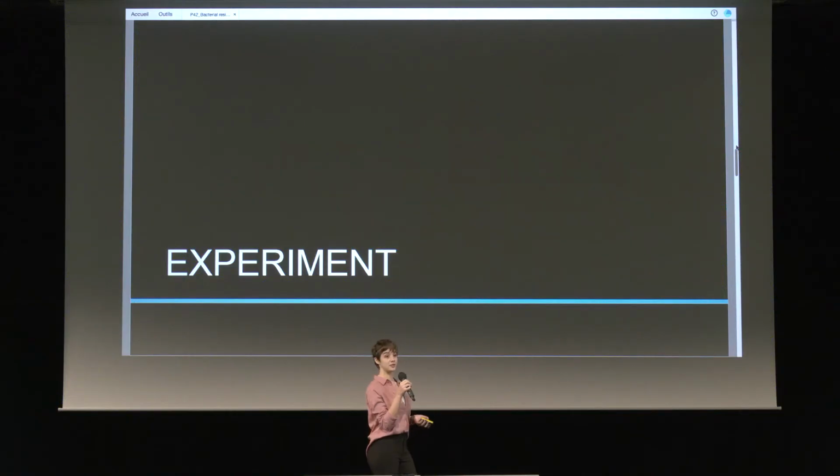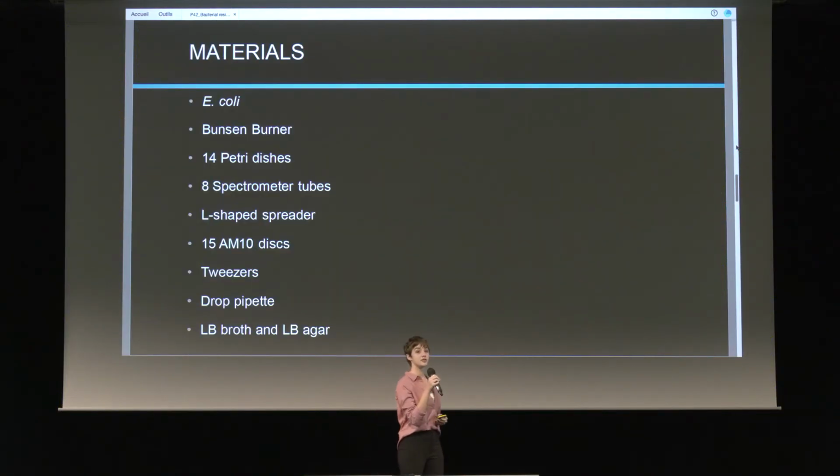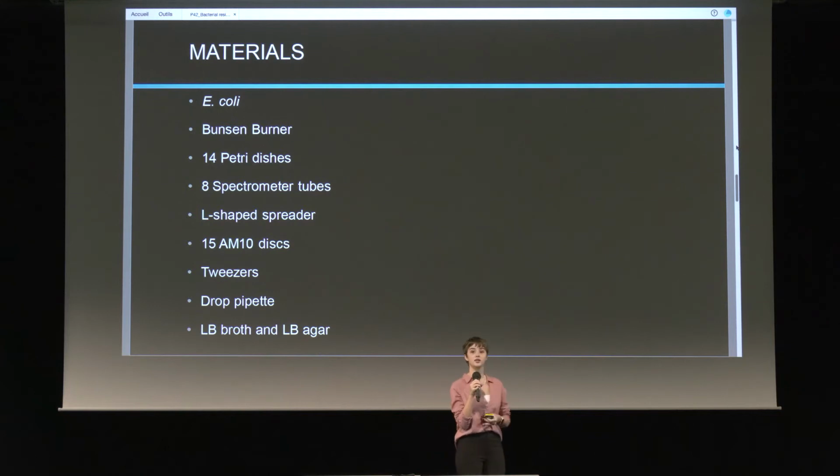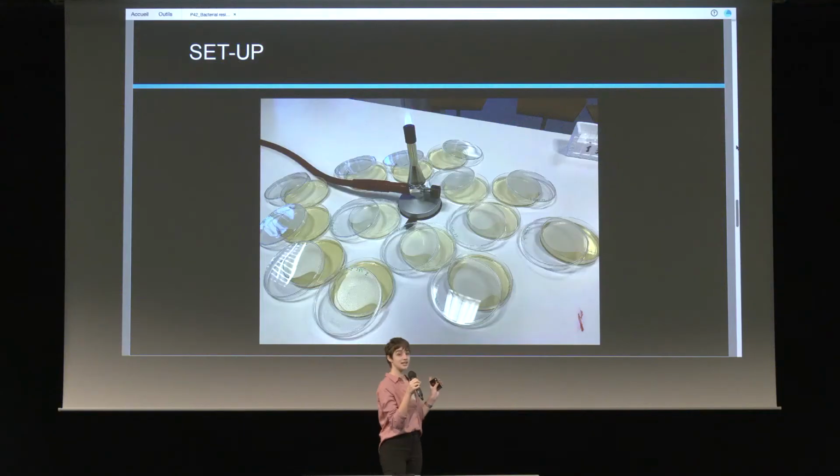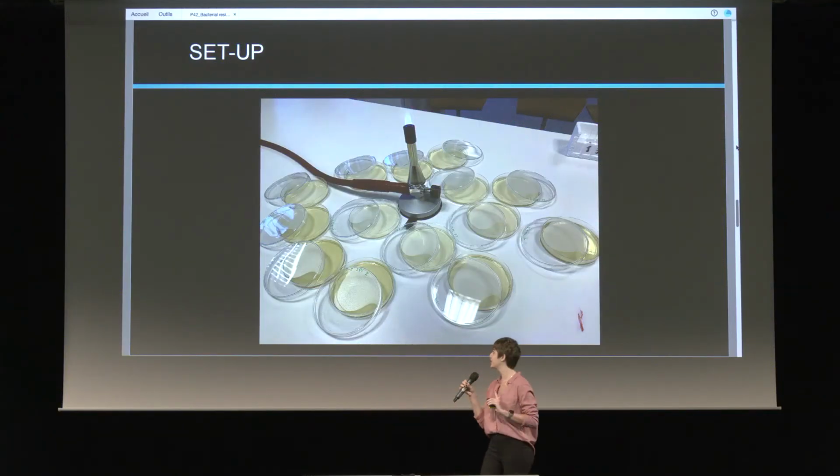Now for the experiment. The materials I used were E. coli, as I've said already, a non-pathogenic strain, a Bunsen burner that allowed me to have an open flame throughout the entire experiment, and also the spectrometer tubes, the Petri dishes, and all the other materials that helped me to prepare the LB broth for the spectrometer tubes and the LB agar for the plates. This was the setup. As you can see, everything was managed around an open flame, and this allowed me to have a sterilized environment and avoid contamination as much as possible.